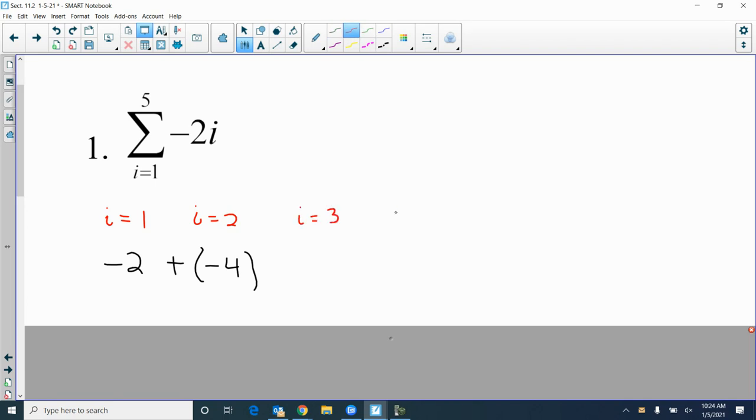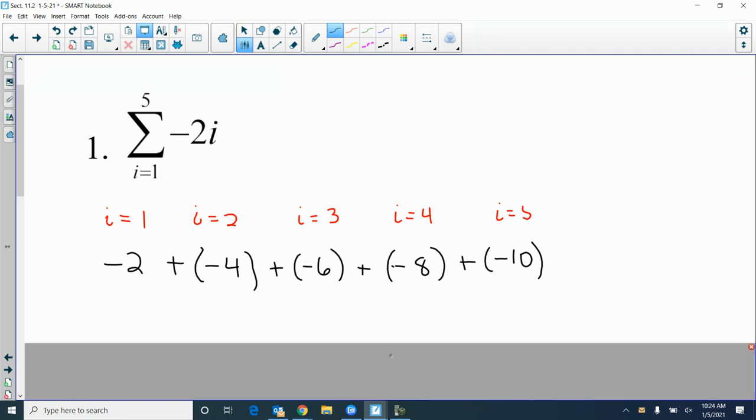So I'm just going to put those up here. i equals 3, i equals 4, i equals 5. And so when I do that, -2 times 3 is -6. -2 times 4 is -8. And -2 times 5 is -10. And then add those all up. And what is that? -30? So it equals -30. Okay. So the sum of -2i from i equals 1 to 5 would be -30.